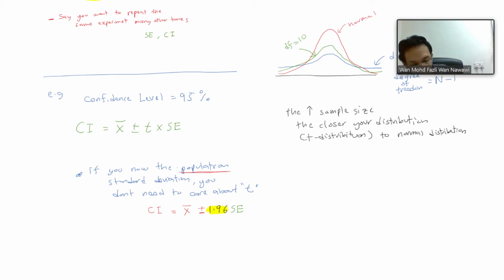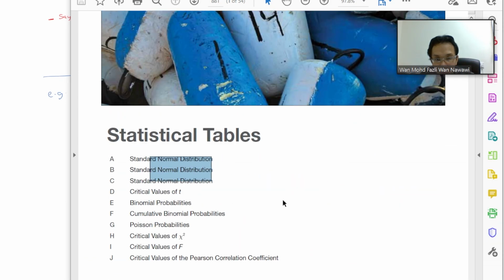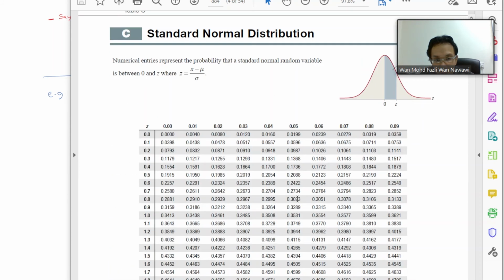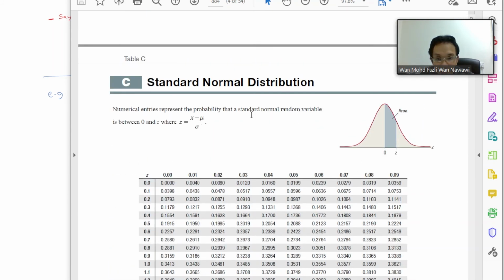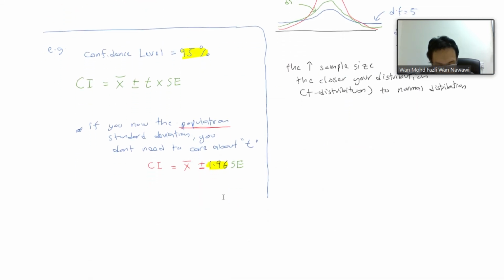See our example. Let me draw it like this. Here the confidence level is 95, as the question said. So the confidence interval is this because if you go to the standard normal distribution table and try to find 1.96.